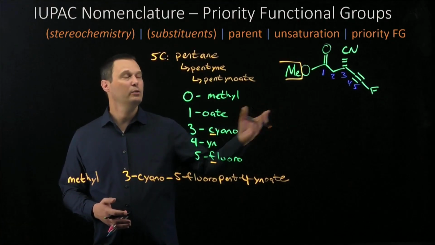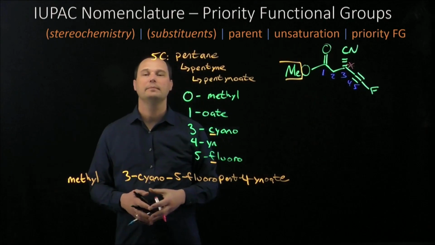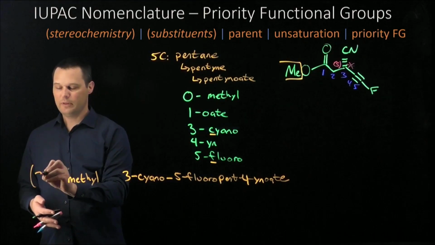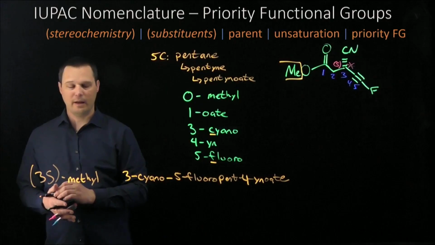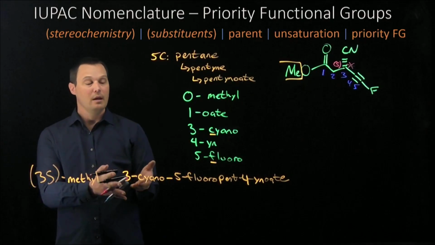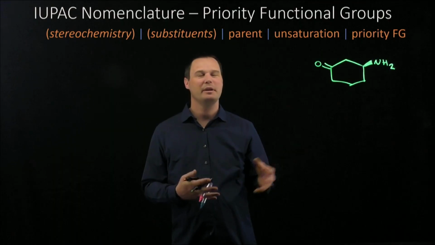Finally, we scan the molecule to look for any stereocenters. Carbon number 3 is a stereocenter in this molecule, and it is an S stereocenter. That means we update the beginning of the name with the stereochemical information. The final official IUPAC name for this molecule is 3S-methyl 3-cyano-5-fluoro-pent-4-ynoate. Pause the video, see if you can name this next example.